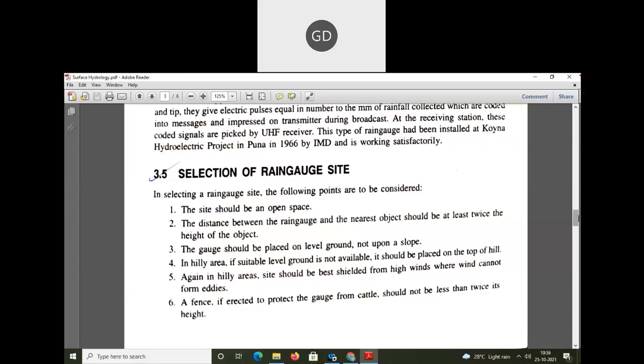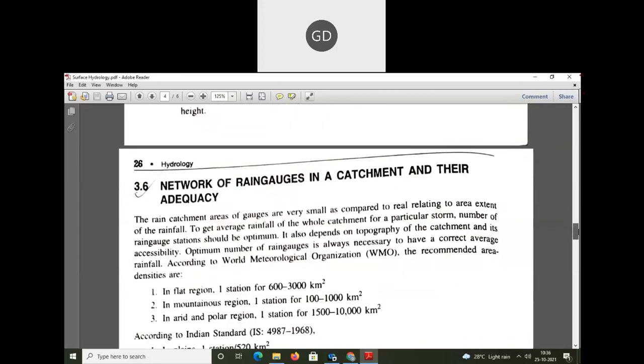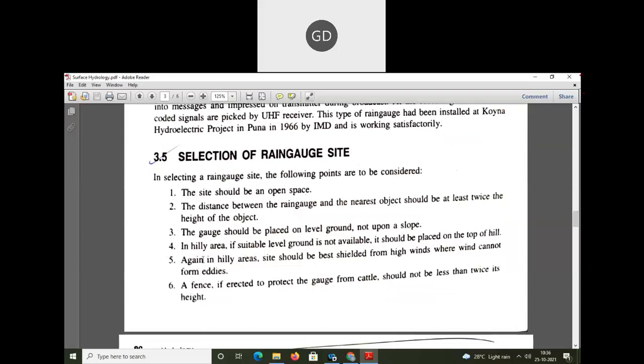Some of the following points are given here. So you can write this one also. Okay, you can write this one also. So let me first explain.